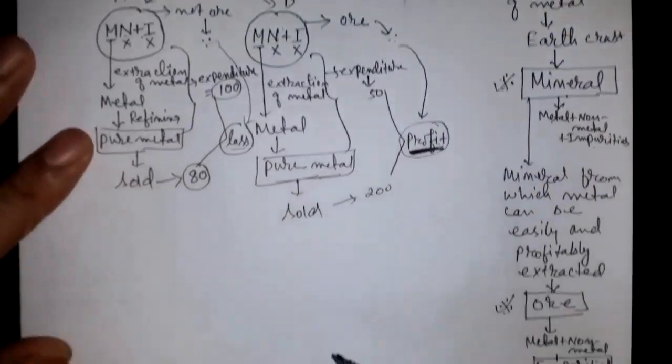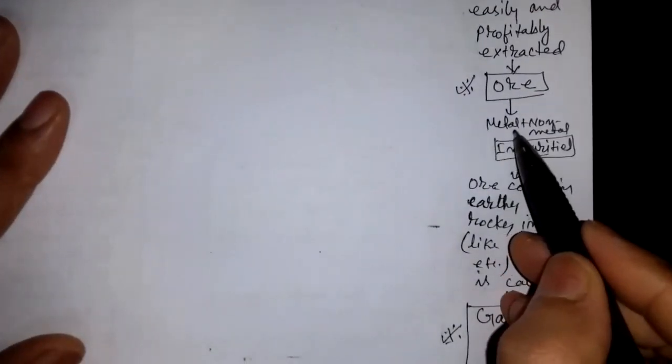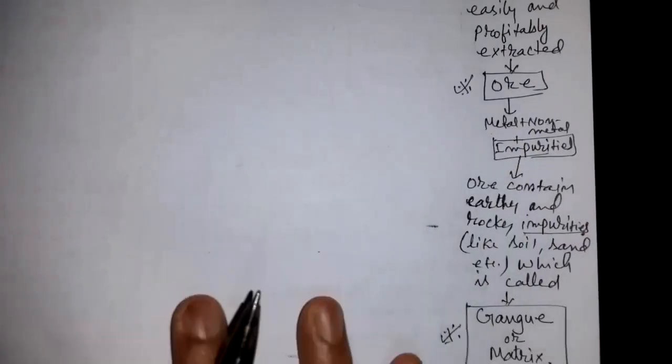So metallurgy, look here. If you want metal from the ore, you have to do many methods. First you remove impurities, then remove non-metal, then you'll get metal. So this is called extraction of metal. And after extracting metal, you have to make the metal pure. So this whole overall process is called metallurgy.